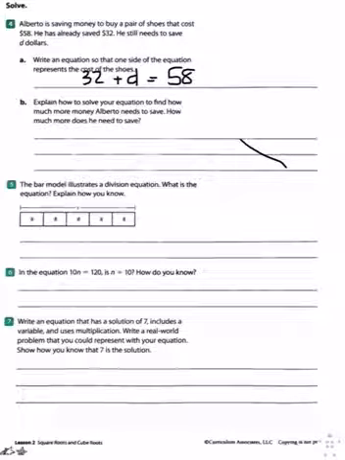Letter B. Explain how to solve your equation to find how much more money Alberto needs to save. How much more does he need to save? So we do the inverse, which means opposite, operation. Instead of adding 32, we subtract 32. And if you were to solve that, 58 minus 32, you get 26. He needs to save $26.